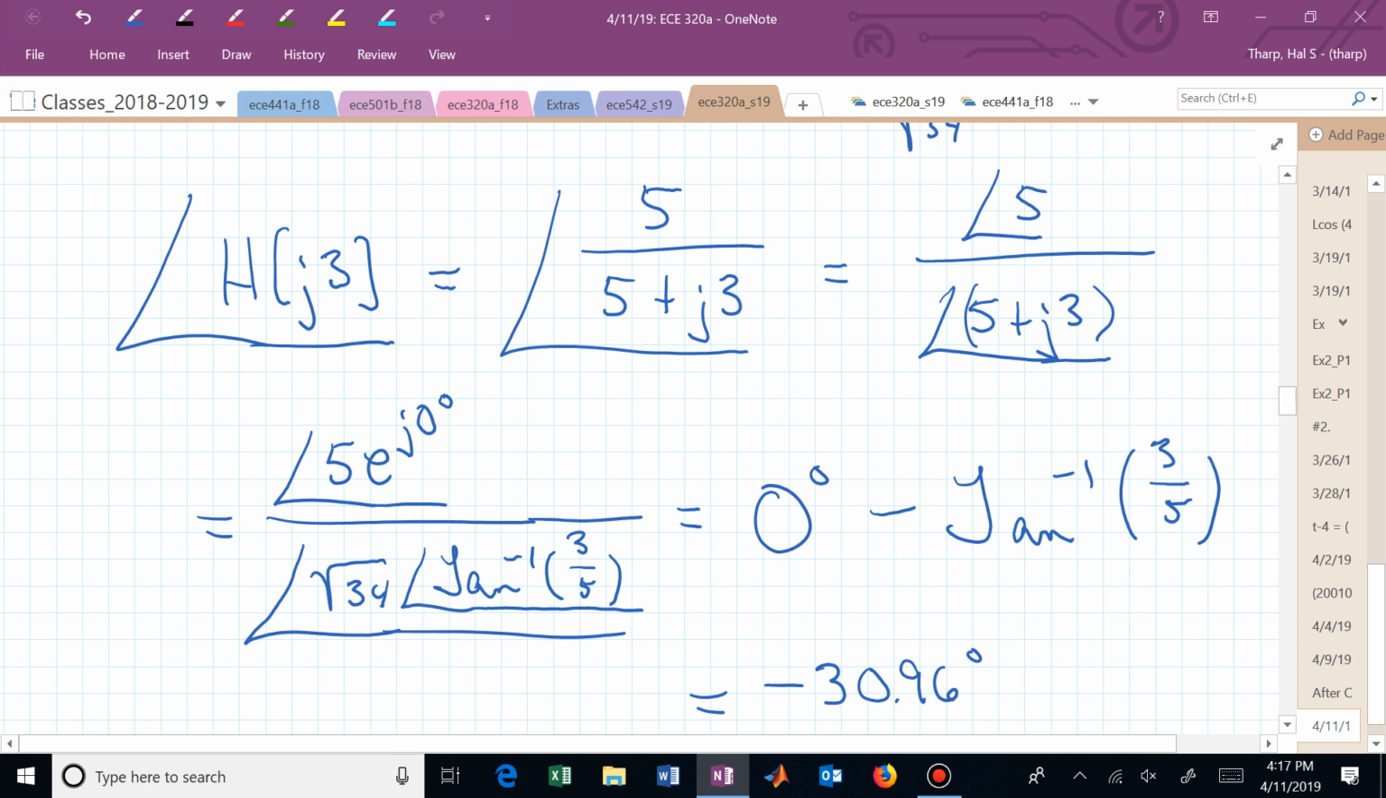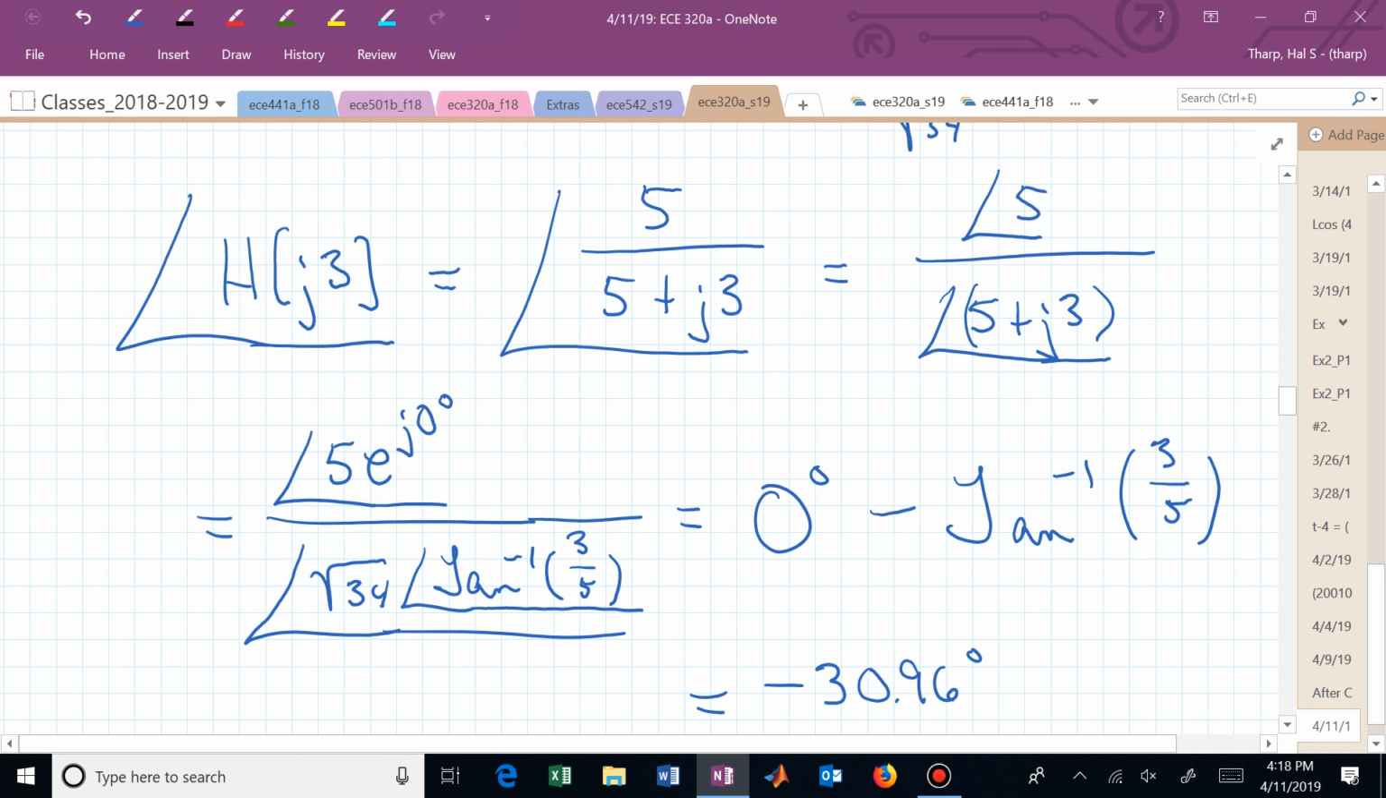So my notation may be a little sloppy or confusing, but I'm just really wanting to say you have a complex number in the denominator given by 5 plus j3. If you find that, it's going to be the square root of 34 at an angle of 30.96. Because it's in the denominator, it's downstairs, we're subtracting it. We have 0 minus 31 degrees.